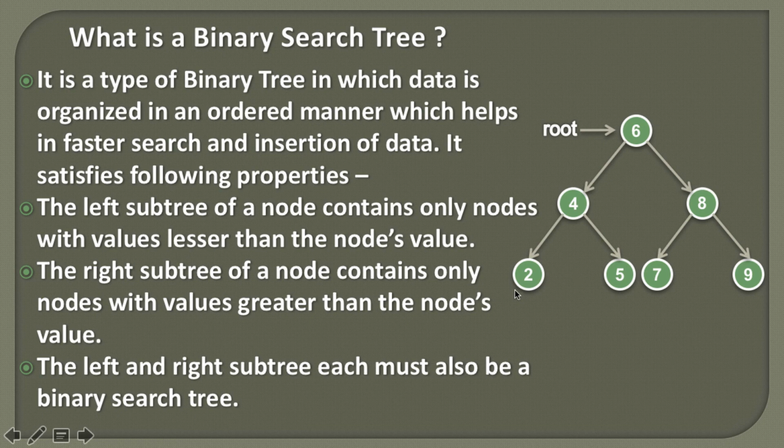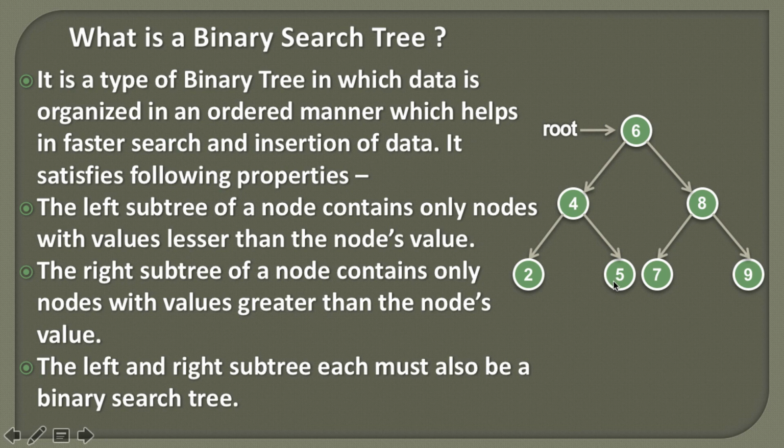Similarly, if you are on node 2, it doesn't have any left or right child. Therefore, it also satisfies these two properties. And if these two properties are satisfied by all the nodes of a tree, then that tree is called a binary search tree. So here in this diagram you can see that it is a binary search tree.